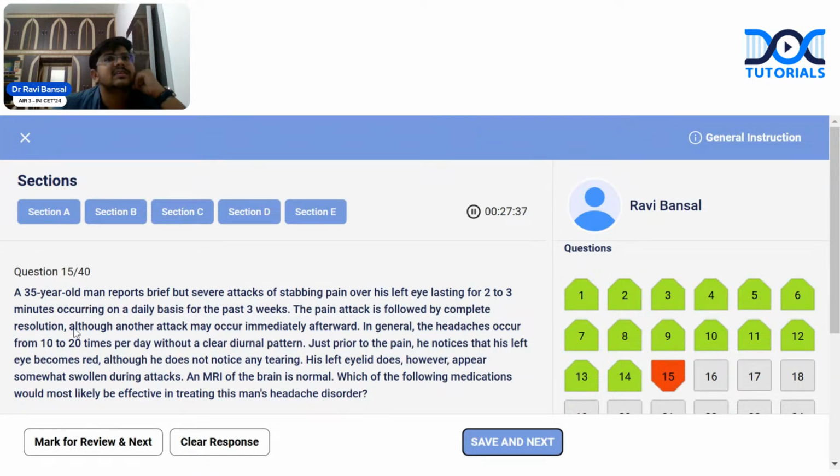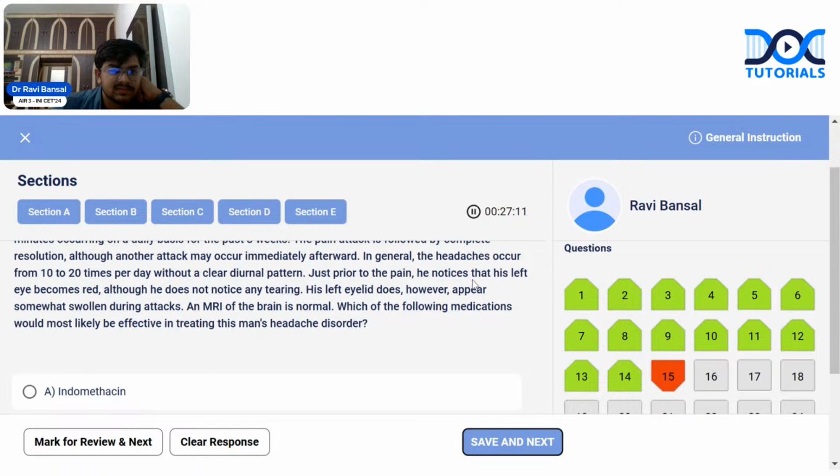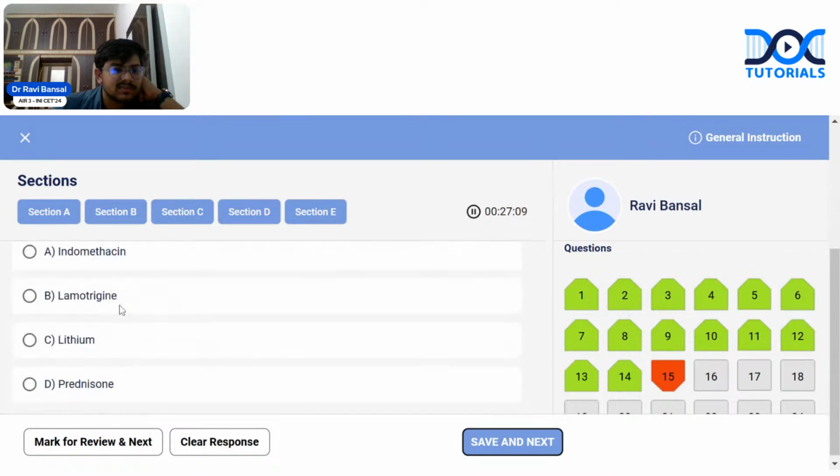2 to 3 minutes. So it is like cluster headache. There is hemicrania continua, and also one condition called SUNCT, that cannot happen. Hemicrania continua: he has attacks, not continuous pain. So I am thinking cluster headache for this patient. He has pain attacks 10 to 20 times per day, with red eye and tearing symptoms.